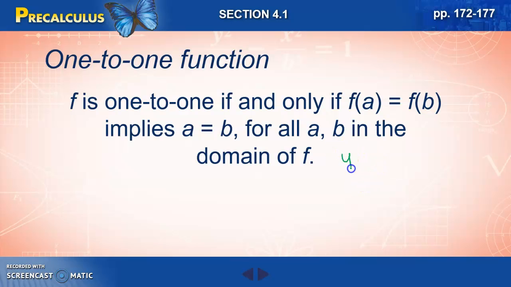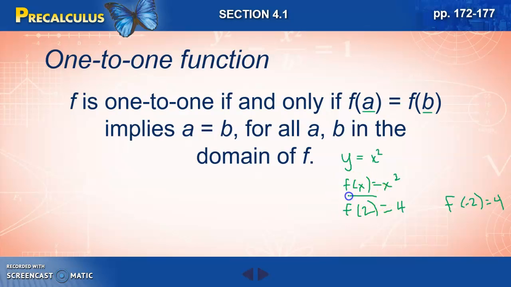All right, so let's use this function here. y equals x squared. If we were to write that in function notation, we would write f of x equals x squared. So let's try two different numbers here, an a and a b. Let's do f of 2. f of 2 equals 2 squared, which is 4. And then f of negative 2. f of negative 2 equals negative 2 squared, which is 4.